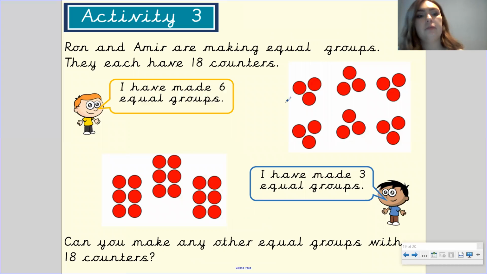And activity number 3, Ron and Amir are making equal groups. They have 18 counters. You can see that Ron has made 6 equal groups and Amir has made 3 equal groups. Can you make any other equal groups with 18 counters? So you're going to need to draw it out and show me and tell me how many equal groups you have made. Pause the video here if you are going to be completing activity number 3.